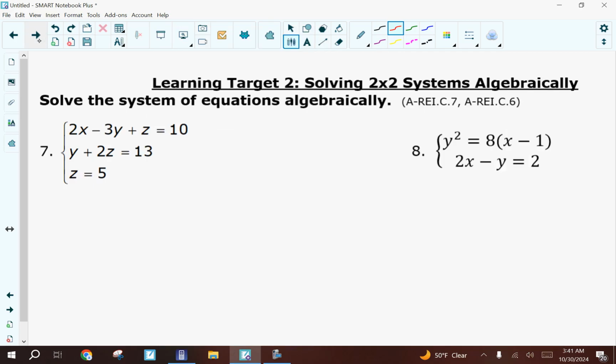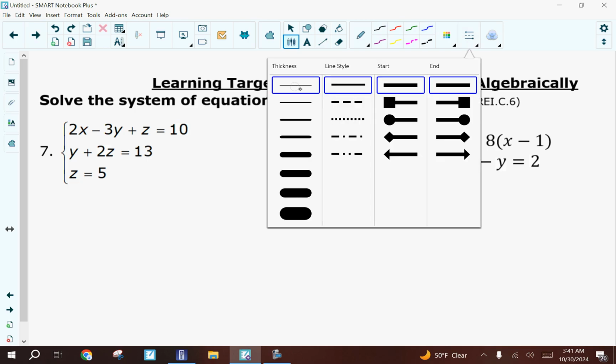Okay, so now we're going to solve algebraically. So algebraically means kind of like without the picture.